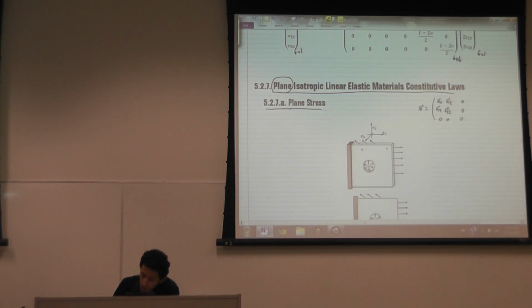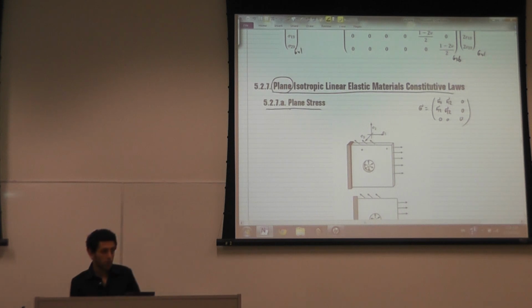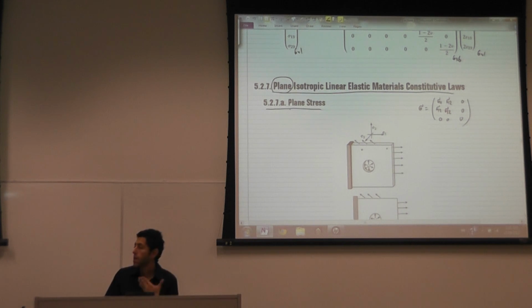And the rest is 0. So what does it mean when the stress has only these components and the stress is 0? That means in the third direction, you're not applying anything to constrain your material from moving.